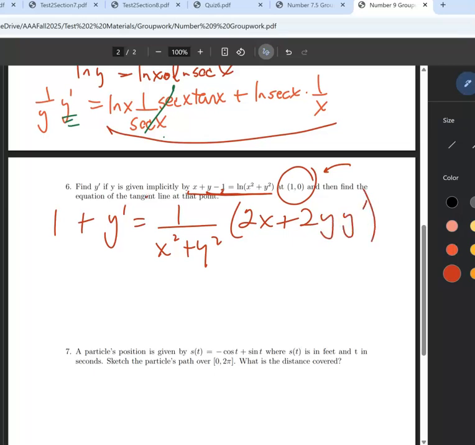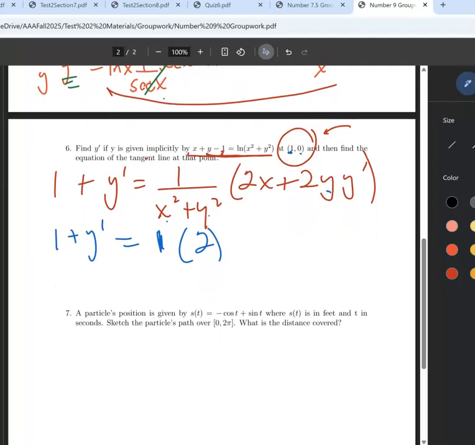And you see that. Now let's go plug in x equal 1 and y equal 0. So nothing much happens over here. X equal 1 and y equal 0. Well, that all just gives me a 1 times 2. And then, oh my goodness, if I put in 0 here, that's just 0. Well, what am I left with? So I have 1 plus y prime is equal to 2. So y prime is equal to 1.